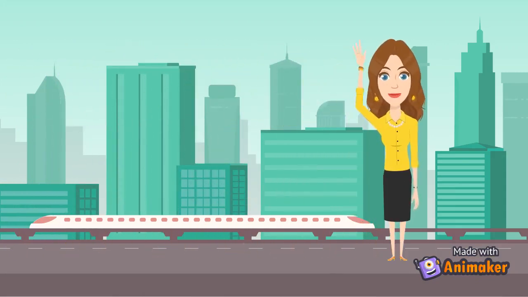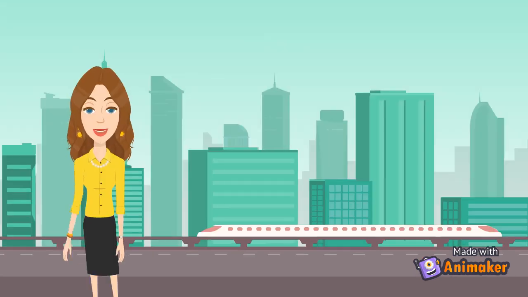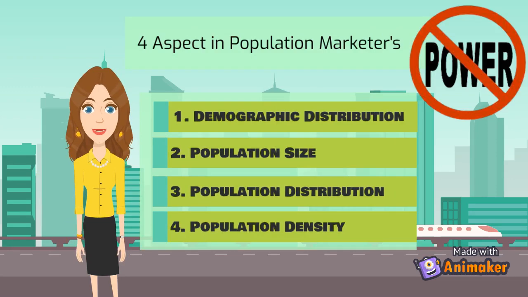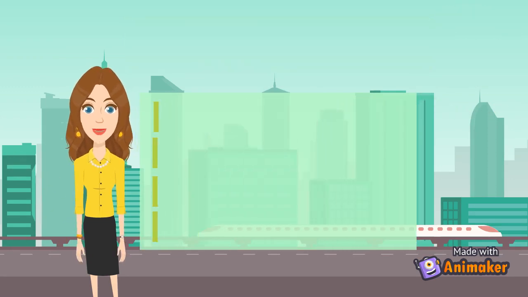Hello everyone. My name is Juliza. Today, I would like to share how population elements can affect marketers in setting the final price. And we start. Population has 4 aspects that marketers don't have power to control in setting the final price.